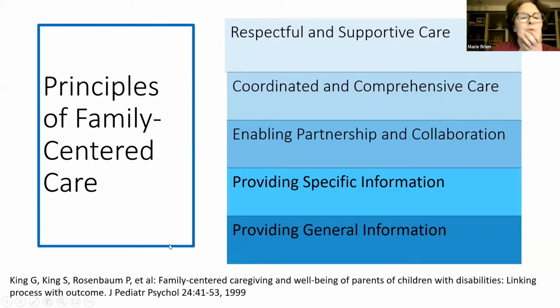So looking at the principles of family-centered care that have been well studied by various researchers, the principles are, firstly, respectful and supportive care. Then we need coordinated and comprehensive care. Specifically, if you're working with a team of healthcare providers, we need coordinated, comprehensive care. We need to enable partnerships and collaboration. We need to provide parents with the specific information and general information which they require to be able to make the best decisions possible for their child.